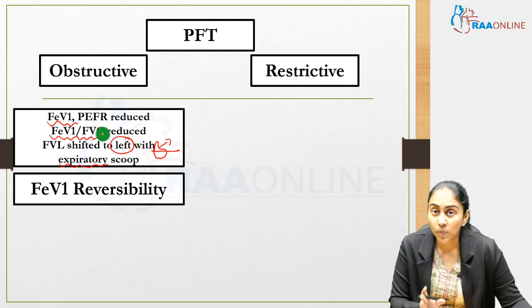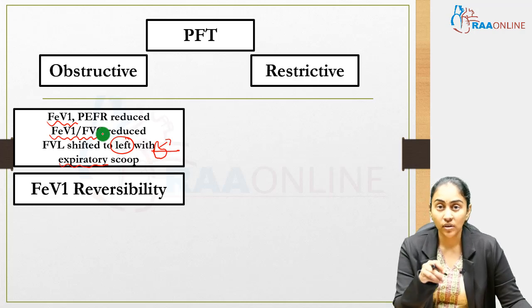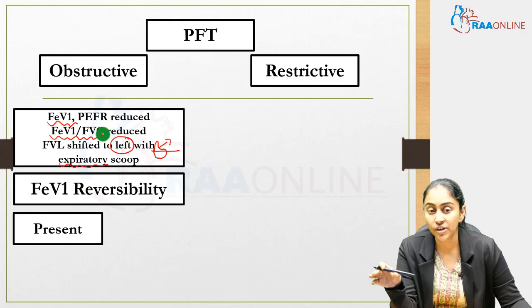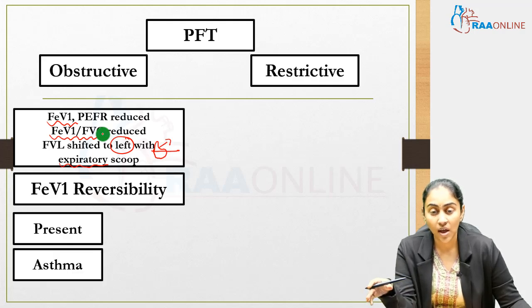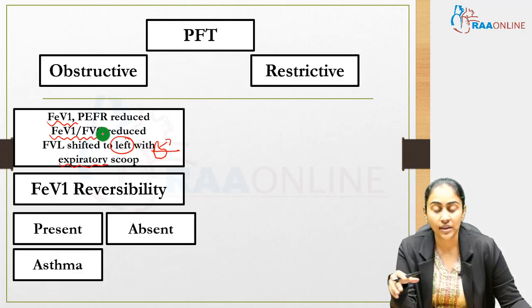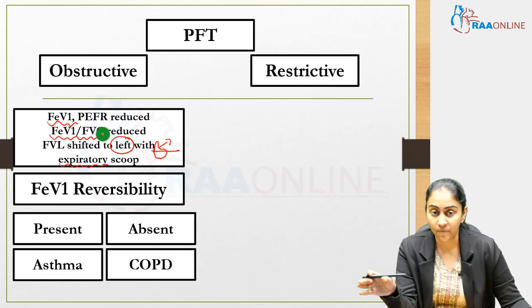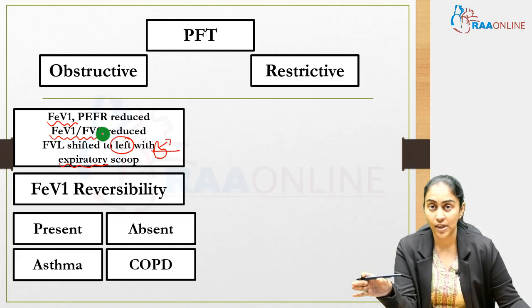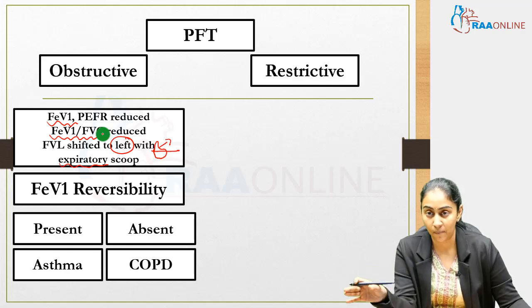Whenever you have an obstructive pattern, the next important thing to look at is the FEV1 reversibility, following administration of a short-acting beta-2 agonist. If it is present, you are dealing with asthma. If it is absent and the post-bronchodilator FEV1 FVC is less than 0.7, then you are dealing with COPD. The FEV1 reversibility should be by more than 12% or by more than 200 ml in case of asthma.